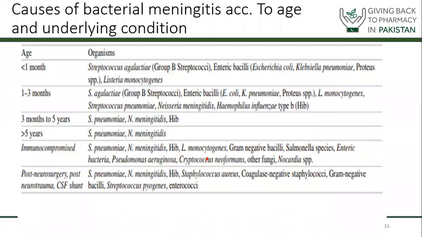If we come to 1 to 3 months, then Strep B, group B streptococci, E. coli, Klebsiella, Proteus, L. monocytogenes, Streptococcus pneumoniae, Neisseria meningitidis, and Haemophilus influenzae are also seen. As we come to greater than 5 years, Streptococcus pneumoniae and Neisseria meningitidis are the most common causative agents. Why should our pharmacists know the causative agents according to age? So that he can relate it to the antibiotic therapy that is given. He can suggest the proper antibiotic to the physicians and be cautious while processing the pediatric orders in the pharmacy.